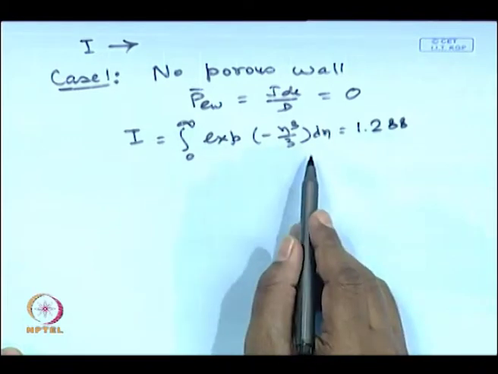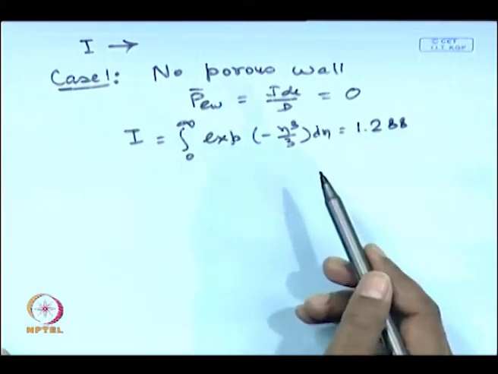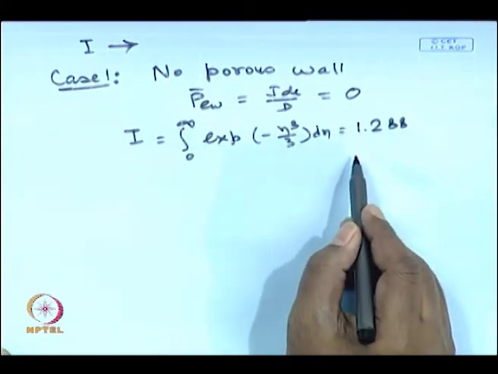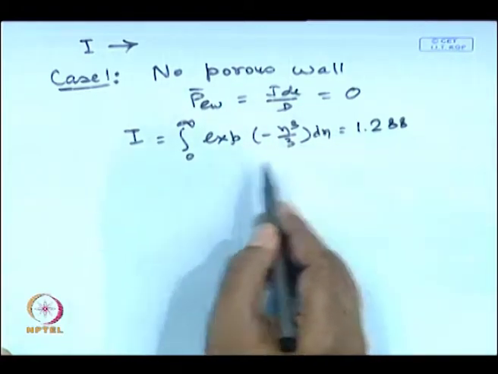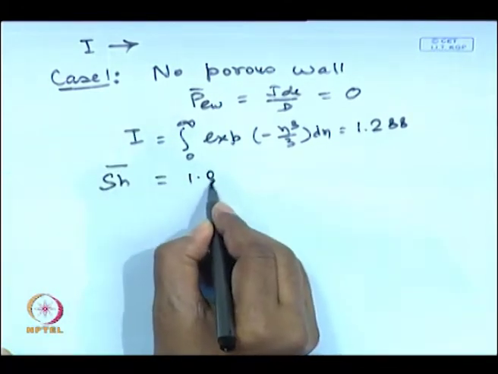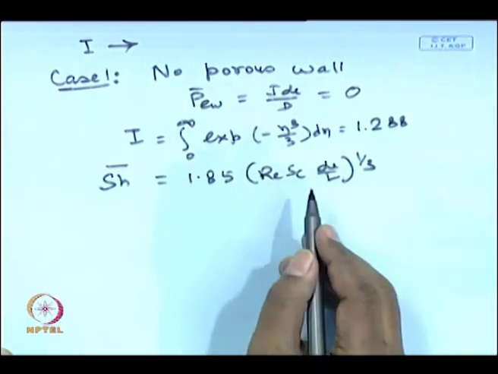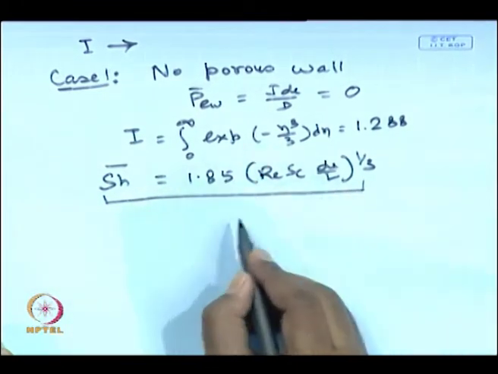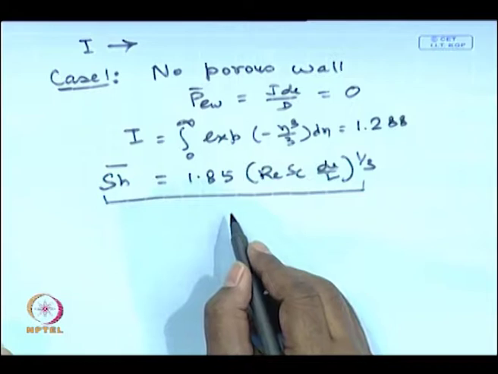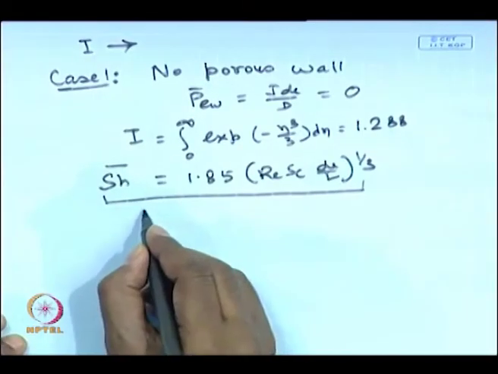You can use a trapezoidal rule and fit this expression and evaluate the integral, put the infinite value as the upper limit of the integration, maybe 10 or 12, and you can find out that this integration results in a value 1.288. If you substitute this in the expression of length average Sherwood number, you will be getting 1.85 Reynolds-Schmidt d by L raised to the power 1 upon 3. Now if you remember, we have talked about this relationship of Sherwood number for mass transfer earlier, which will be obtained from the heat and mass transfer analogy for the heat transfer in a non-porous conduit. This is known as Leveque's relation.